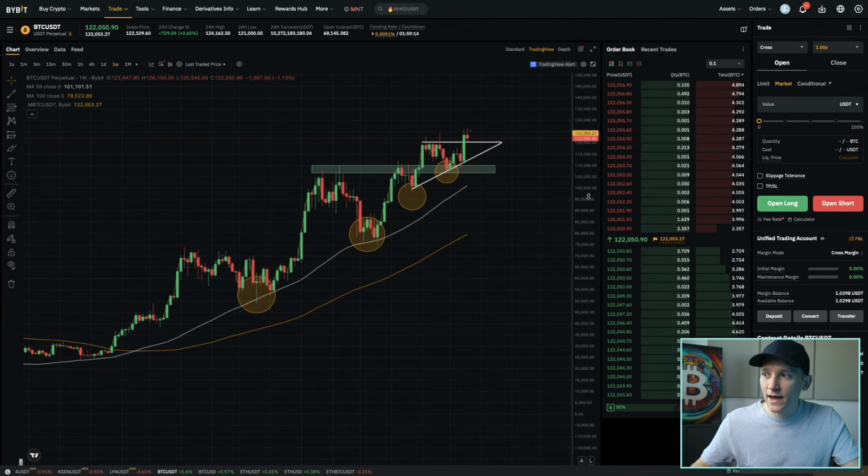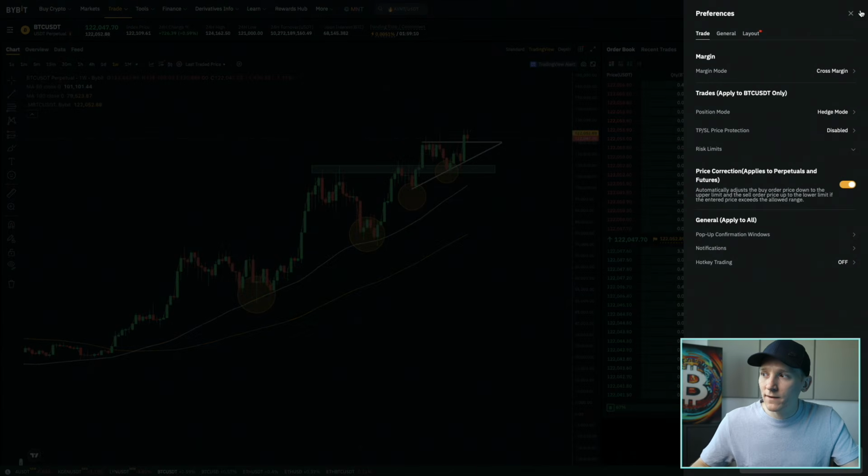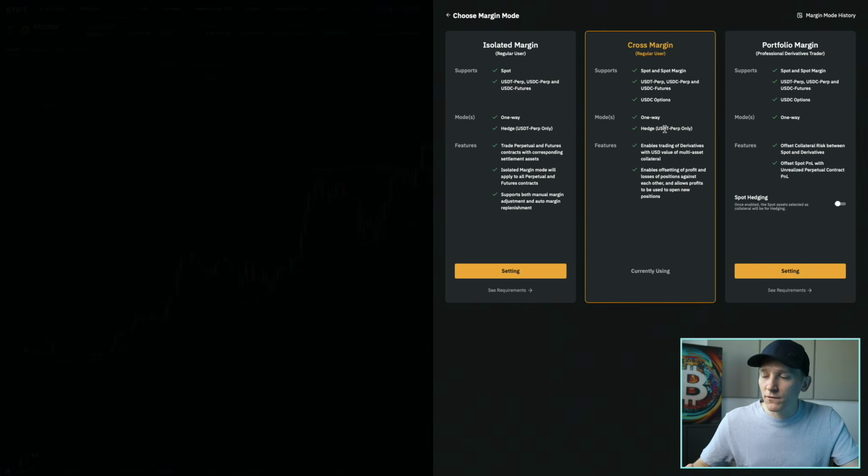So in order to go ahead and choose your margin mode, go up to the top right-hand corner of the trading platform, click the settings here, margin mode right here. I've got cross margin on. But if you click this, 99% of us are going to have to choose between isolated margin and cross margin. Portfolio margin is for much more professional trading and hedging your entire account. So most of us will be choosing between these two.